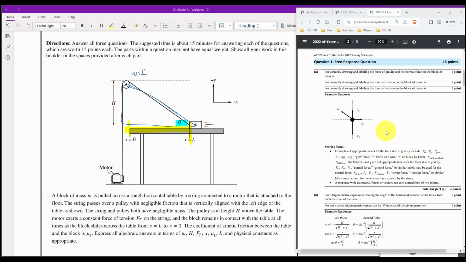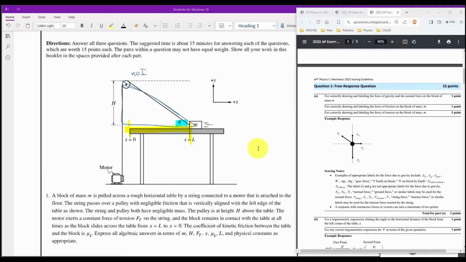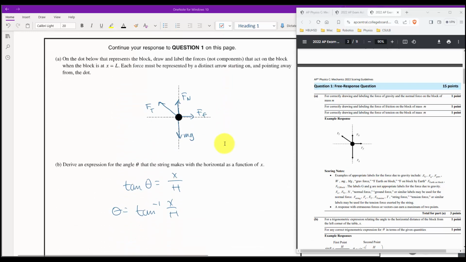All right, I pulled up the rubric here. And let's see if I embarrassed myself at all, getting things wrong, but part A. Free body diagram. For correctly drawing and labeling the force of gravity and the normal force of the block of mass m, 1 point. All right, cool. We got ourselves a point there. So +1. We did that. For correctly drawing and labeling a force of friction on the block, yeah, okay, +1, sweet. For correctly drawing and labeling a force of tension on the block, yeah, cool. Well, we got 3 points. Look at that, 3 points.